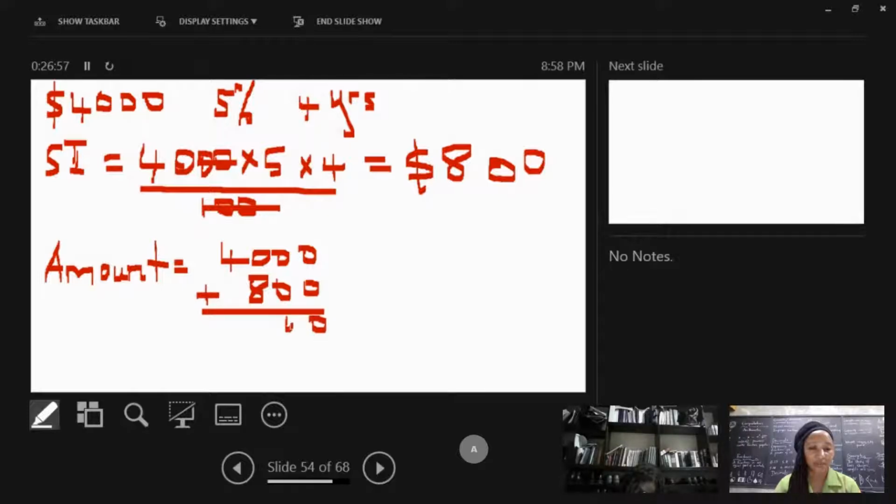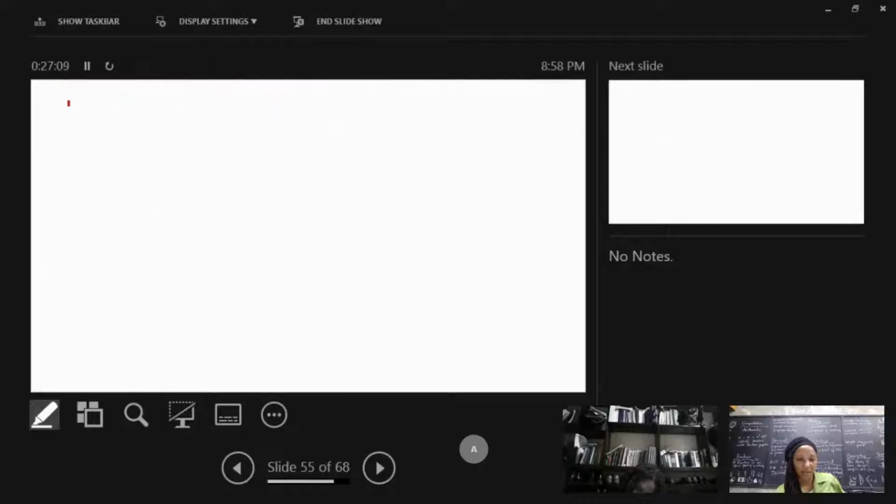And that would give, okay, so the 4,000. All right. So let's see how much we would get at compound interest. All right, so Asar, you go. Compound interest. Okay, miss.